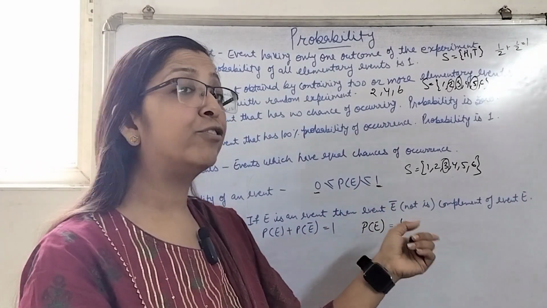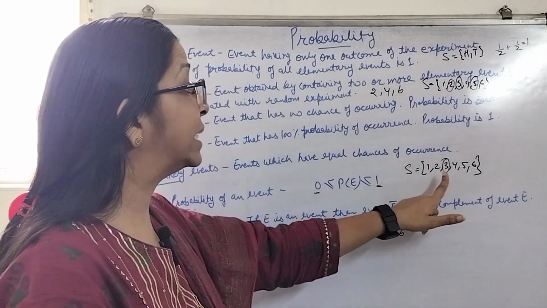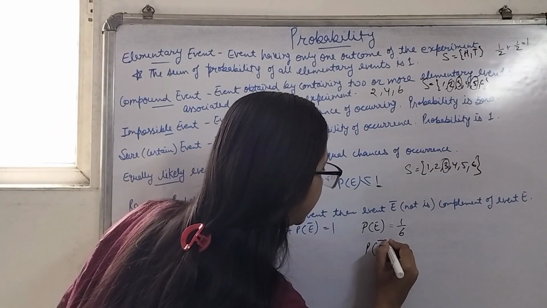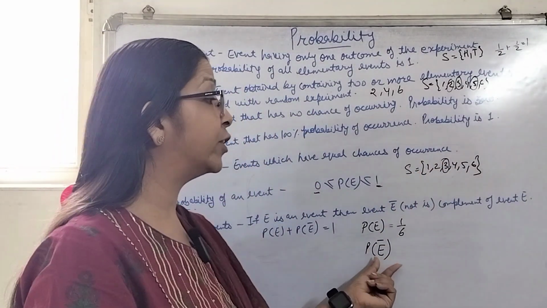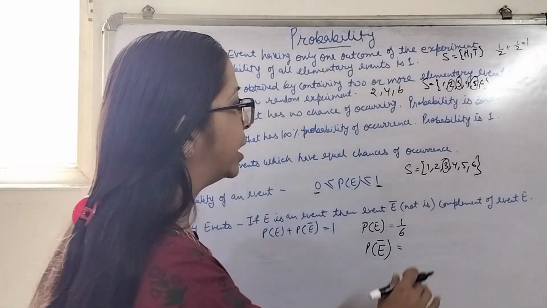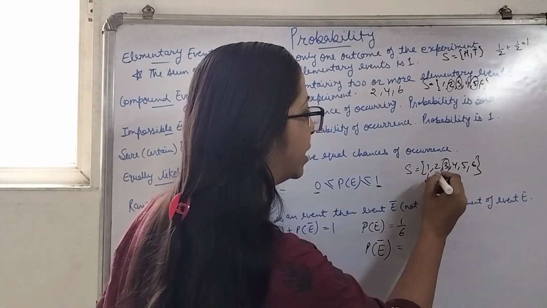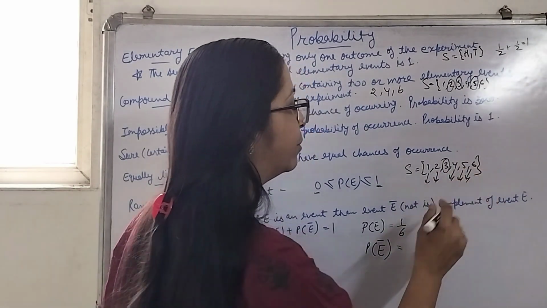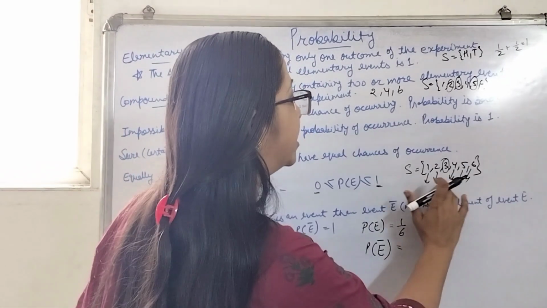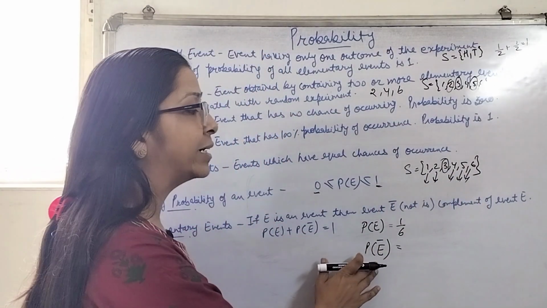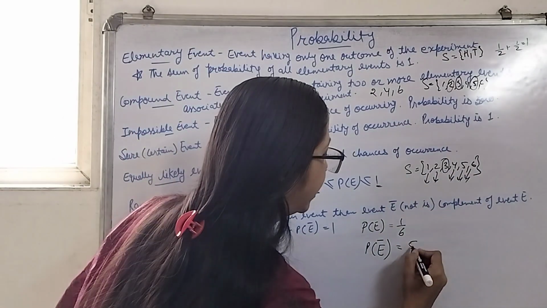Now the probability of not getting 3, denoted by E bar. The favorable conditions are 1, 2, 4, 5 and 6. That means these 5 are the favorable conditions. So the probability of not getting 3 will be 5 by 6.